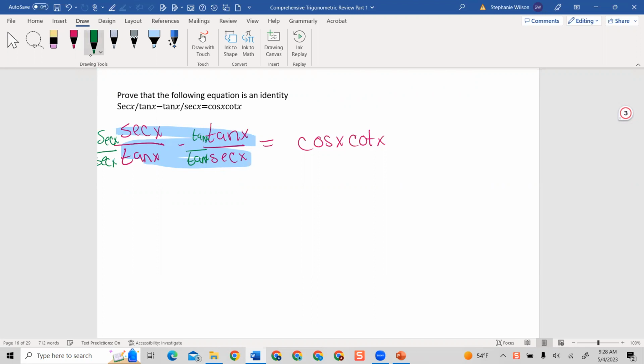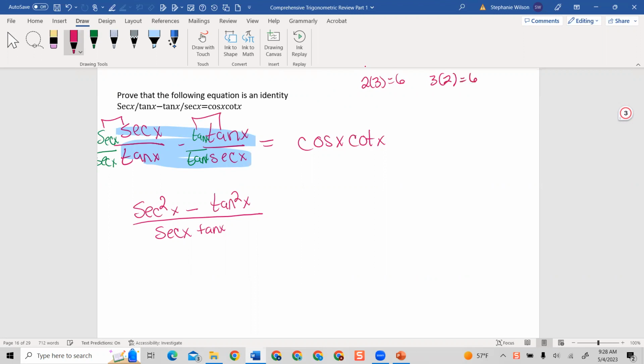So now I can rewrite this. I got secant times secant, so it's secant squared x, minus tangent times tangent, that's tangent squared x, and it's all divided by the secant x tangent x. Or you could have written the tangent first. I mean, multiplication, just a quick reminder, 2 times 3 is 6, 3 times 2 is 6. So in multiplication, that order doesn't matter as far as that goes. All right, so we're almost done. Now let's clean this up a little bit.